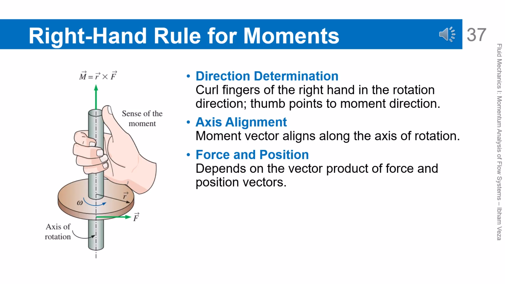Right-hand rule for moments. The direction of the moment vector is determined using the right-hand rule. The fingers of the right hand are curled in the direction of rotation, and the thumb points in the direction of the moment vector. In this way, the direction of the moment can be determined consistently in three-dimensional space. This rule is very important when working with vector cross products. Without this rule, the sign and direction of moments can easily be confused.